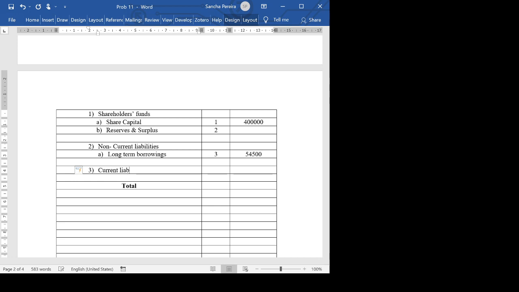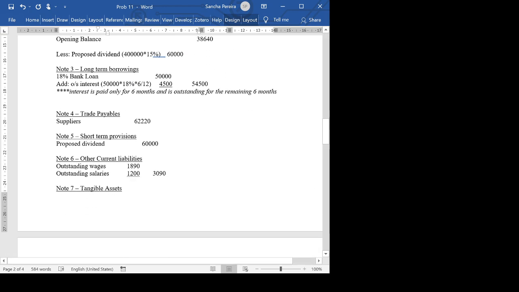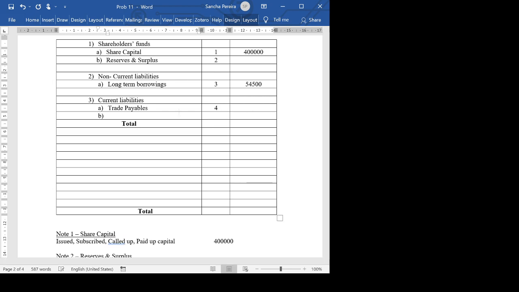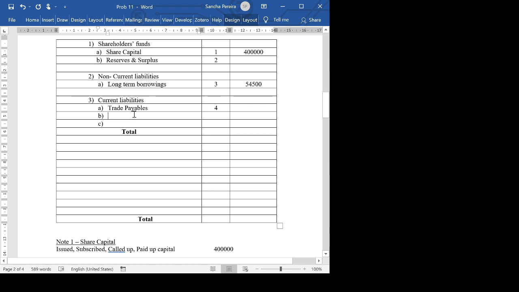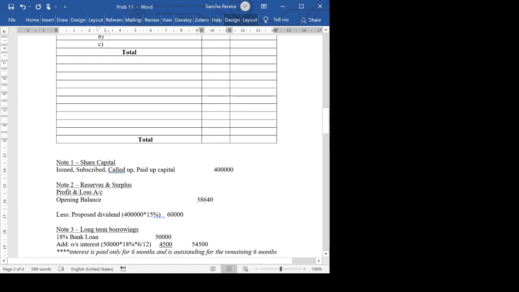Then we move on to current liabilities. Under current liabilities, we have short-term borrowings as the first thing, but in this problem we don't have anything under short-term borrowings. We directly move to trade payables, which is note number 4. Trade payables are 62,220.